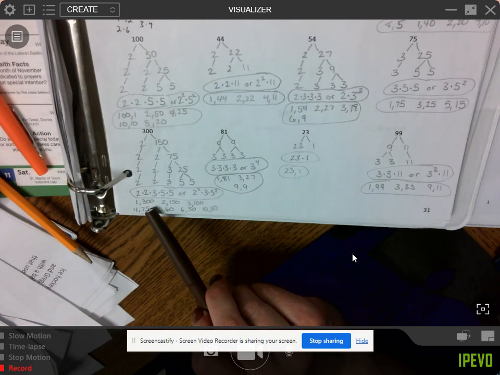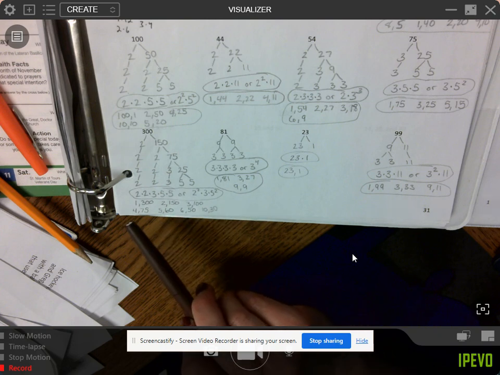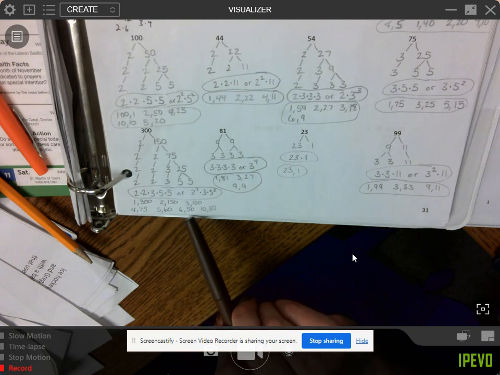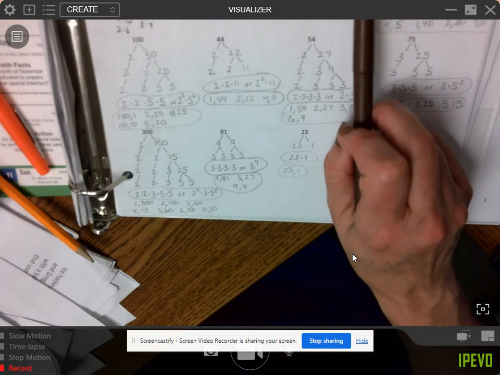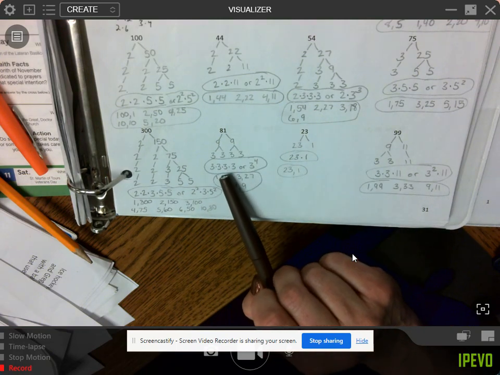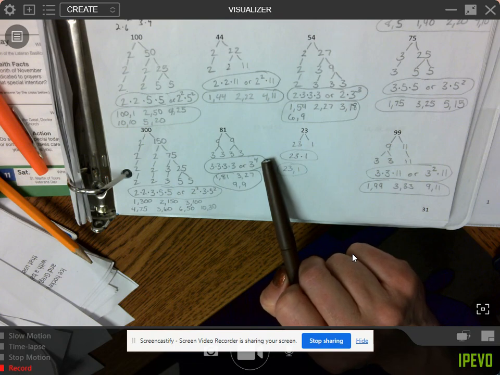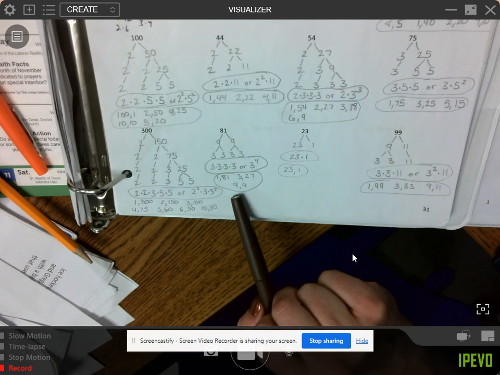We have 1 and 300, 2 and 150, 3 and 100, 4 and 75, 5 and 60, 6 and 50, 10 and 30. Again, you had to have 3 listed. For 81, we have 3 times 3 times 3 times 3, or 3 to the 4th power. Factor buddies would be 1 and 81, 3 and 27, 9 and 9.